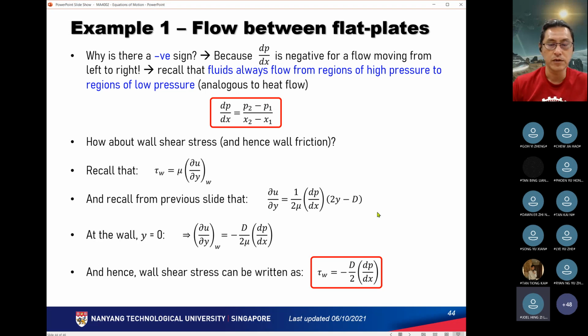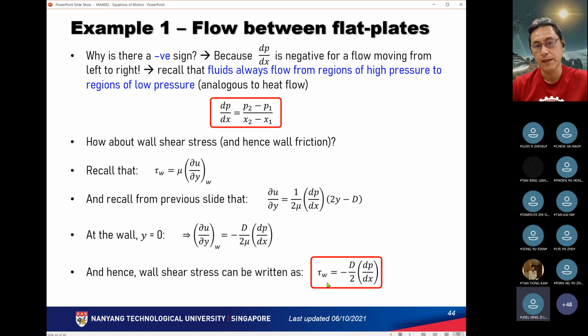Okay. So now early on, we know that del U by del Y. All right, I've got this expression. Now, what happens is at the wall, surely y must be equal to 0. If y equals 0, we substitute it into here, and we're going to get a simplified expression for del U by del Y at the wall, minus d over 2 mu into dp by dx. Take this, plug it into here, and you can get the expression for the wall shear stress, tau W.